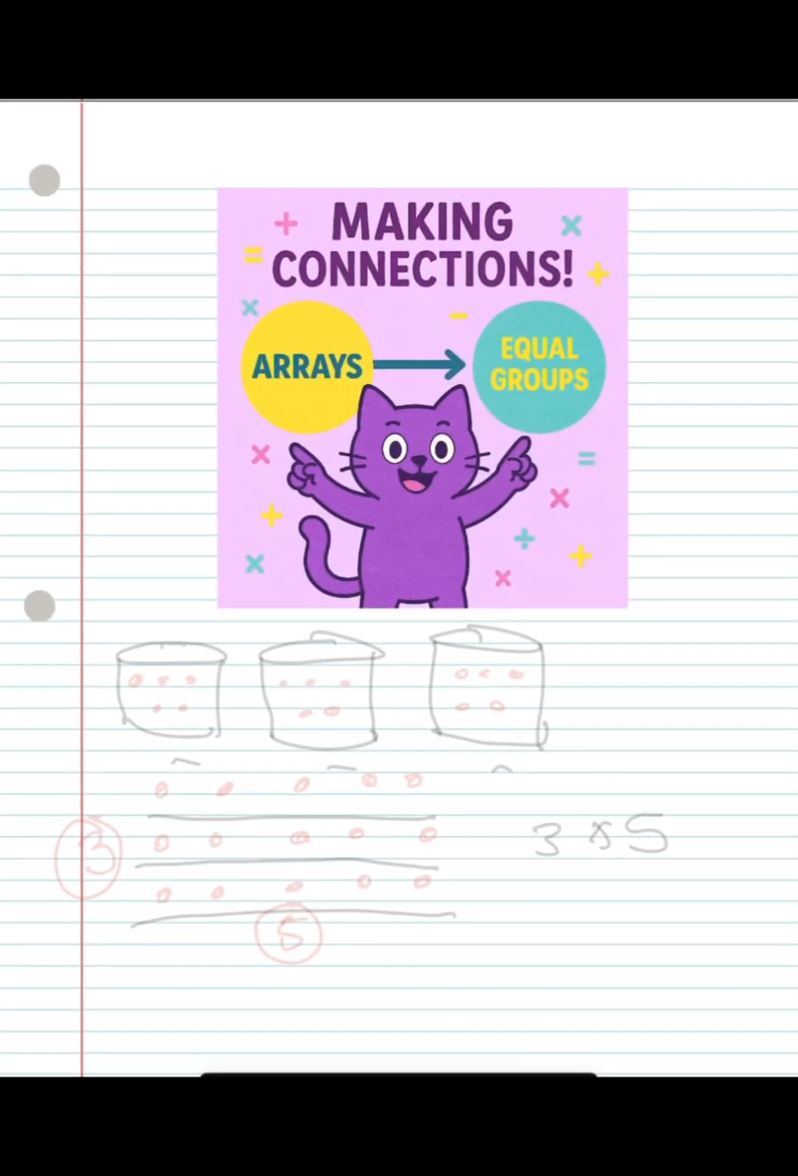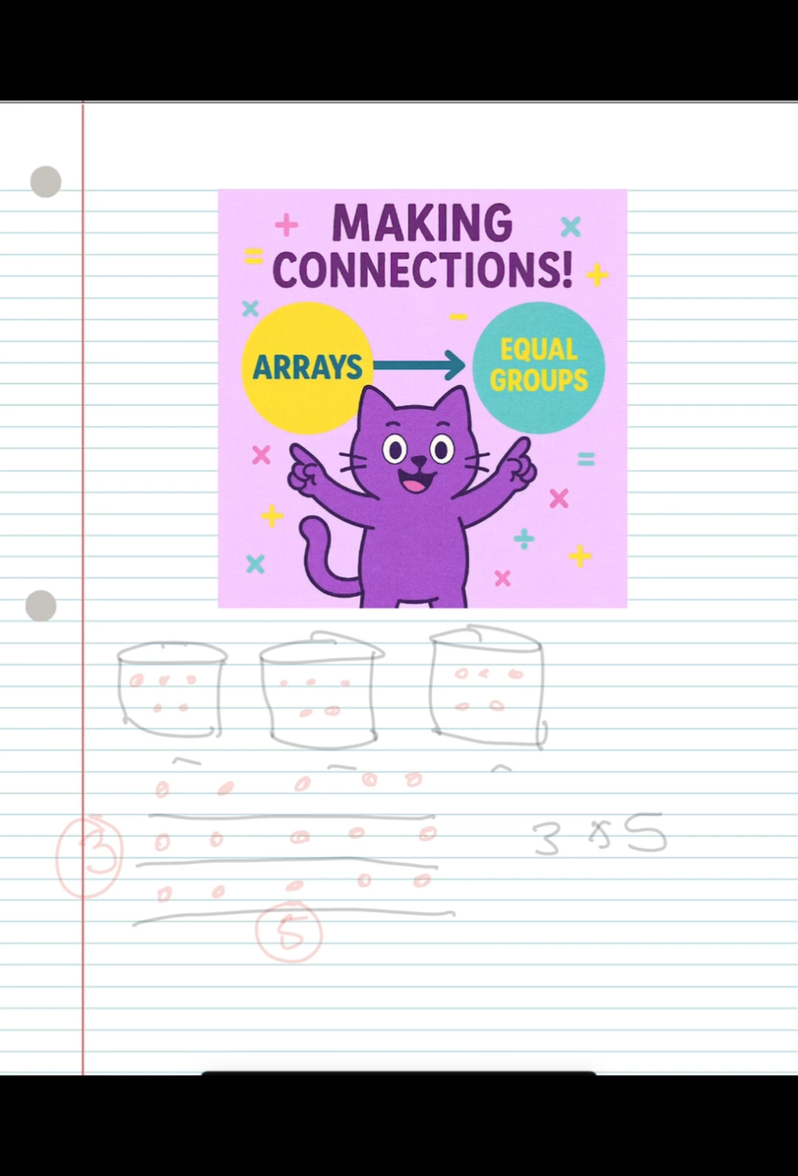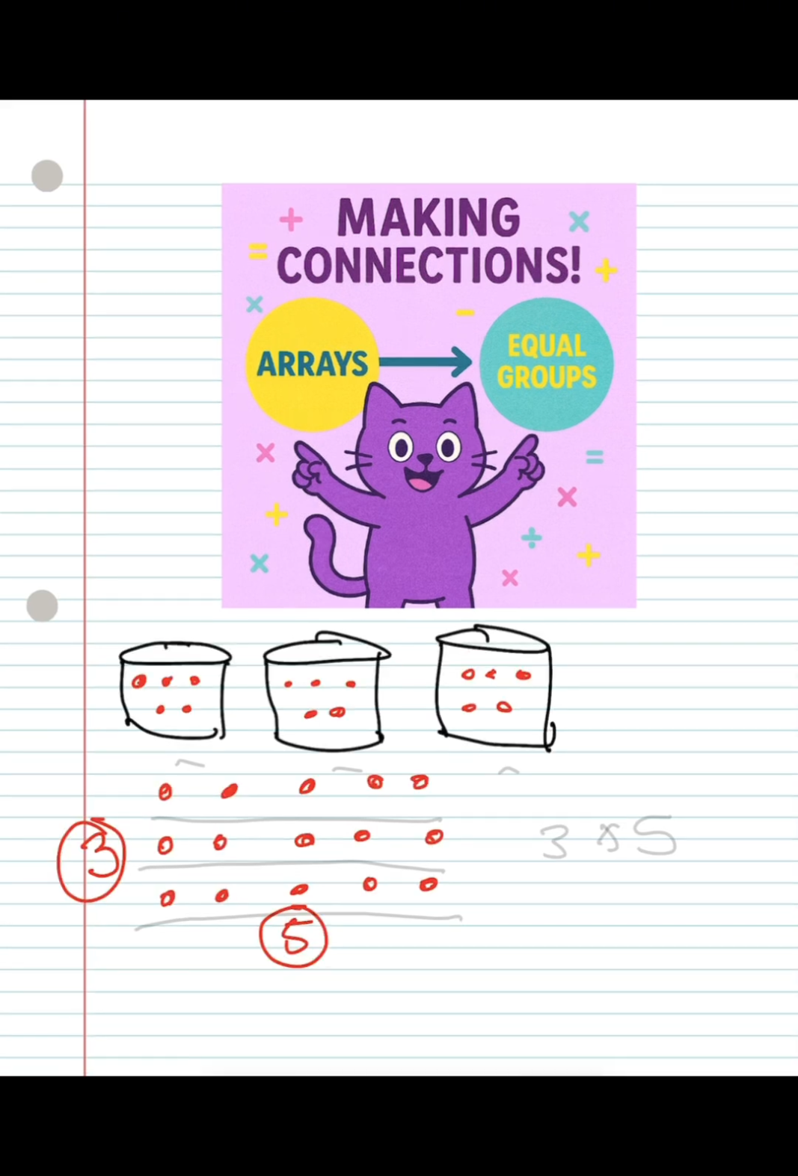I just want to spend a moment to connect 2 concepts that we've learned so far. In the previous video on equations, we talked about equal groups. So remember that equal groups are when you have the same number of objects in each group. So here we have 3 jars of 5 elements in each group.